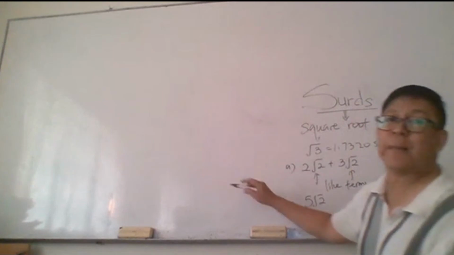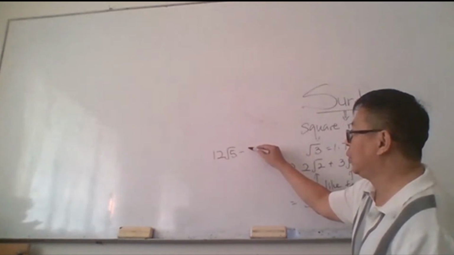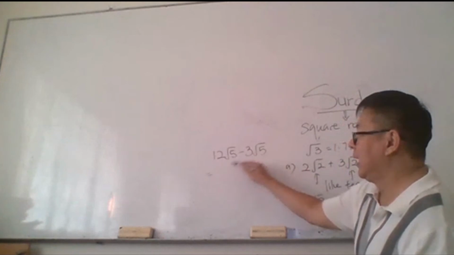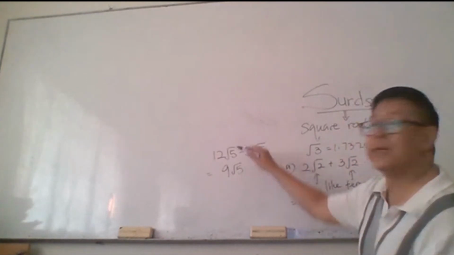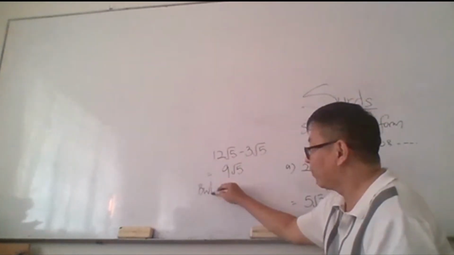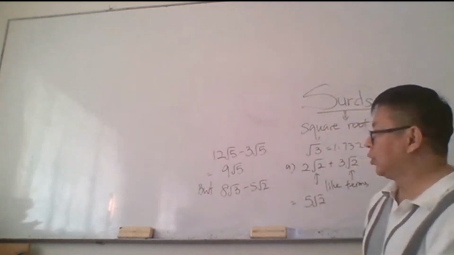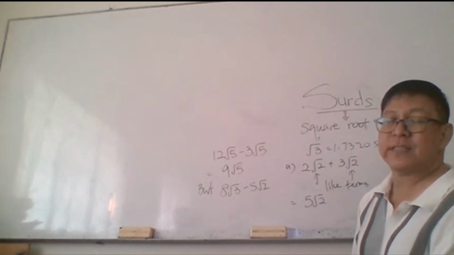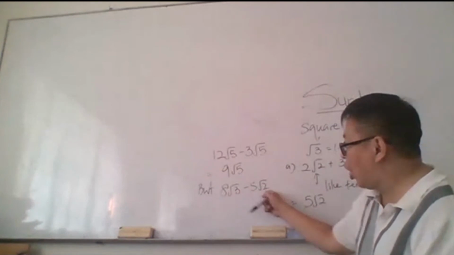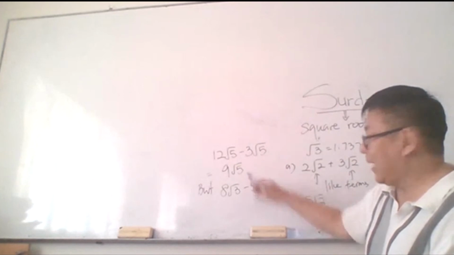Or maybe you will get something like 12 square root of 5 minus 3 square root of 5. Then it becomes 12 minus 3, which is 9 square root of 5. Why? These are like terms. But 8 square root of 3 minus 5 square root of 2: can we simplify or add or subtract that? No, these are not like terms, so we cannot add or subtract.